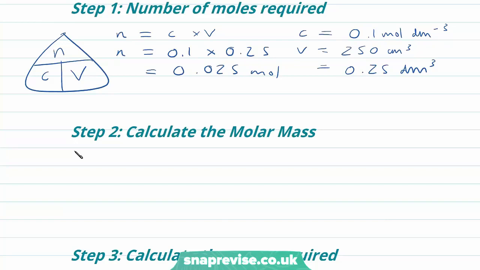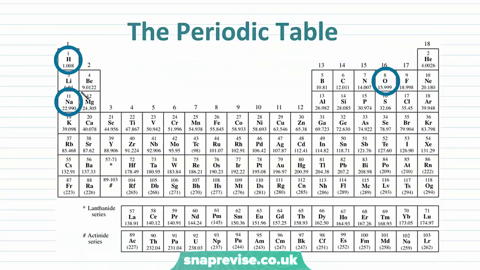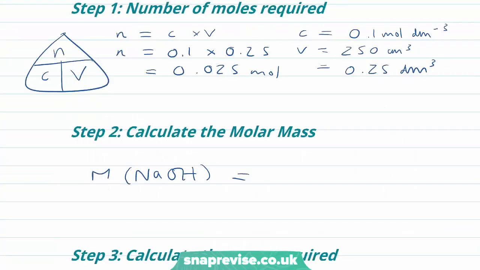Now to calculate the molar mass. We're producing a solution of sodium hydroxide, so the molar mass of sodium hydroxide is what we're going to have to calculate. If we look at our periodic table, we can see sodium has a molar mass of 22.99, which we can round to 23. Hydrogen 1 and oxygen 15.99, which we round to 16. So that will be 23 plus 16 plus 1, a molar mass of 40.